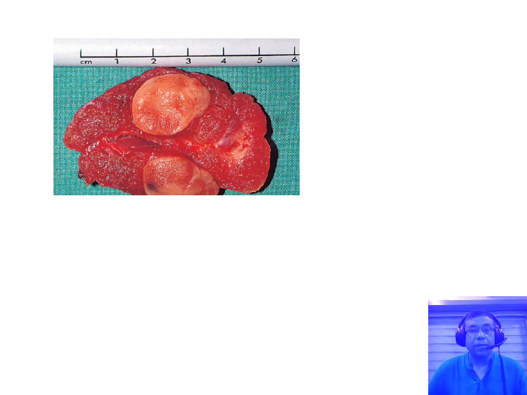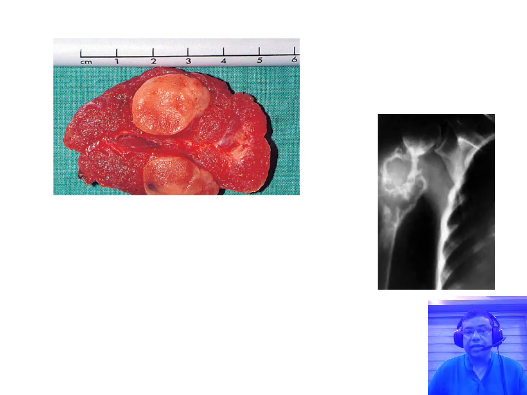Now, what about this? This patient has got a thyroidectomy, and you can see two well-defined nodules, right? And in the next picture you see there is an osteolytic lesion on the bone. What will be your diagnosis? Your diagnosis will be follicular carcinoma with metastasis.